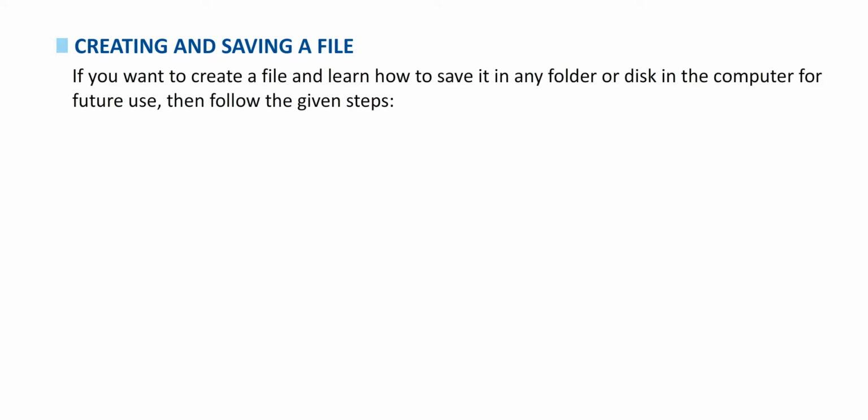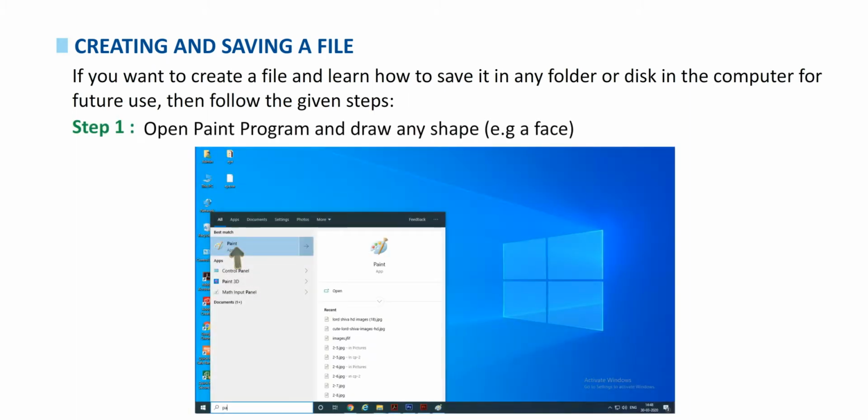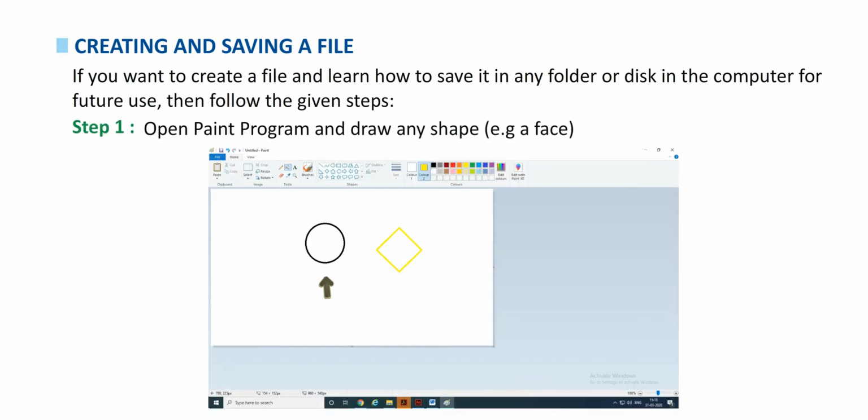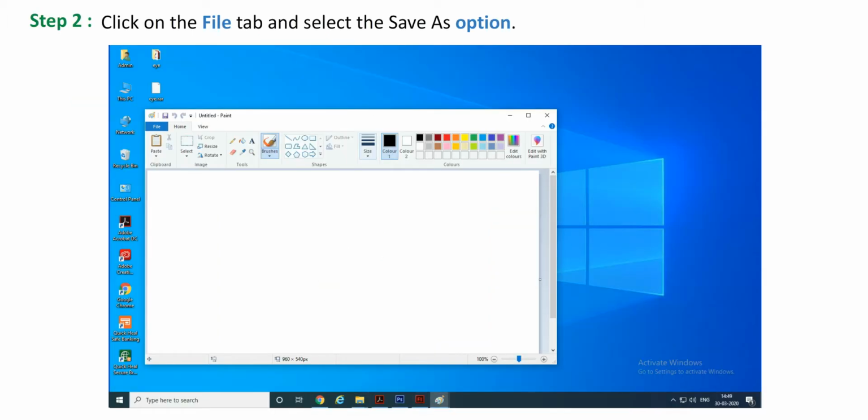Creating and saving a file. If you want to create a file and learn how to save it in any folder or disk in the computer for future use, follow these steps. First, open Paint program and draw any shape, for example, a face. In step 2, click on the File tab and select the Save As option.